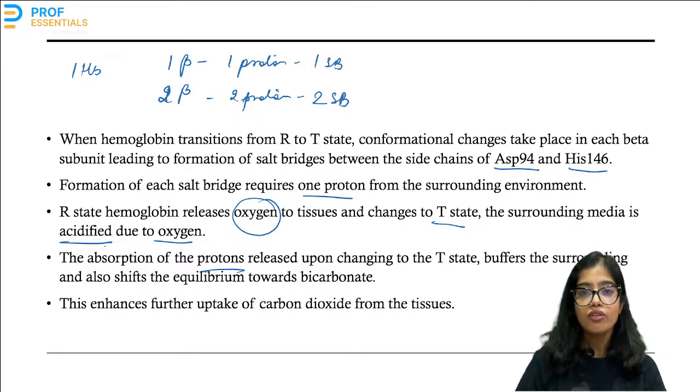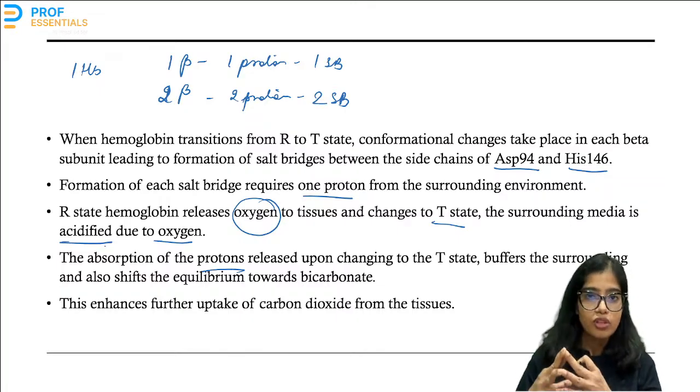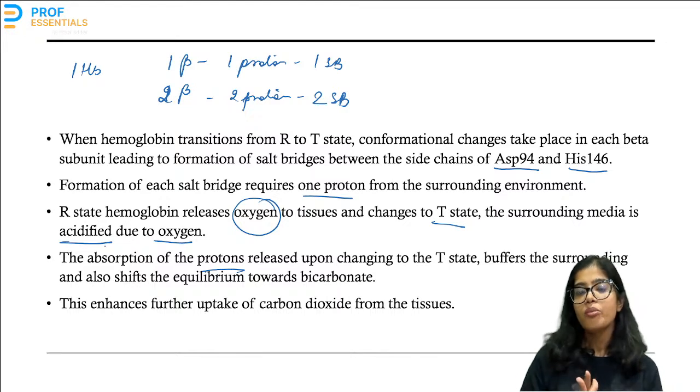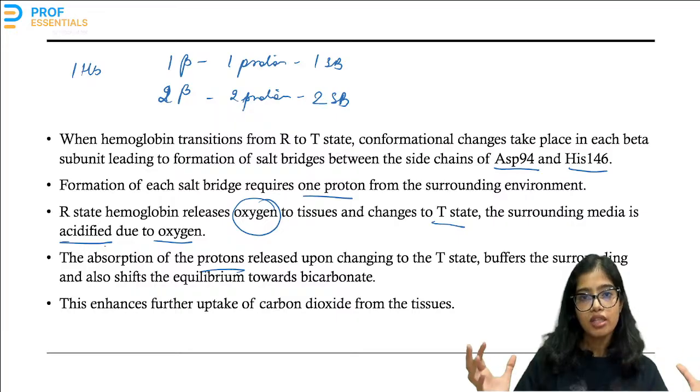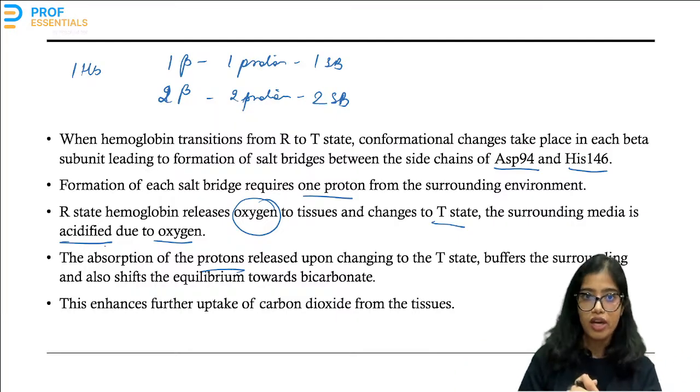Therefore, this is how a lot of carbon dioxide is going to get collected from the tissues. How? Because at the tissue level, R state is going to convert to T state. For that conversion, you will require two protons. The two protons that are absorbed are going to shift the equilibrium towards the bicarbonate side, and that is going to further the reaction and increase the conversion of carbon dioxide to bicarbonate.